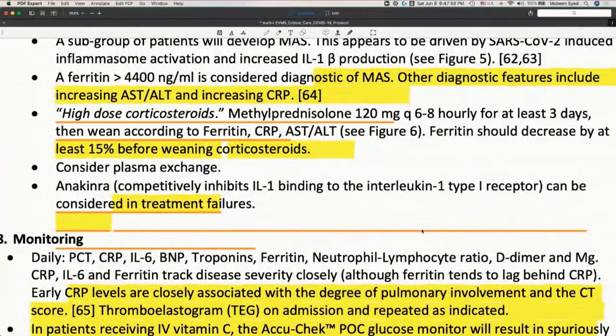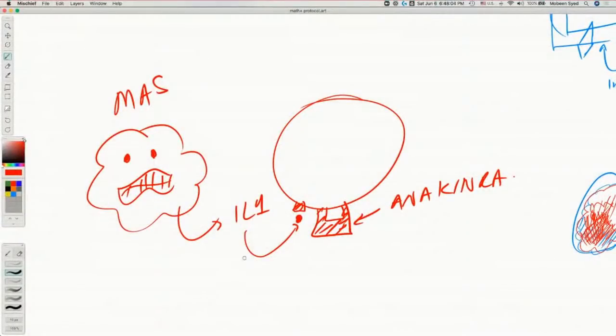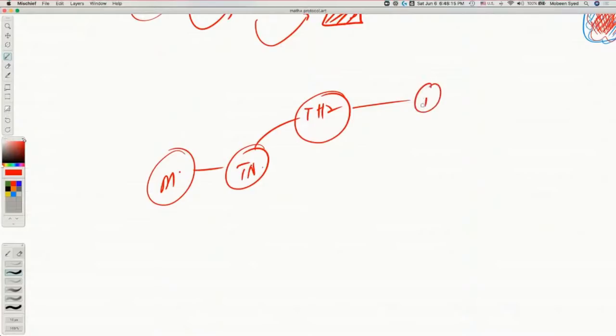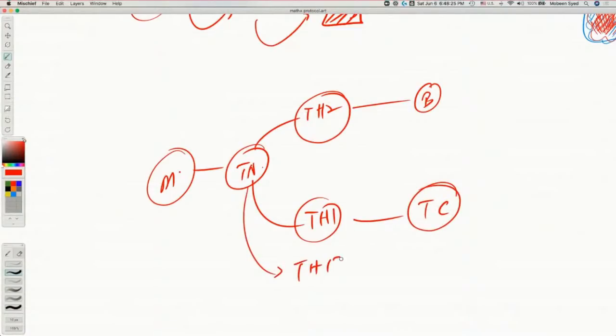So if you see, what are they doing here? In the whole of this treatment, let's say this is a macrophage, this is a T naive cell, then this is a T helper 2 cell, this is a B cell, this is a T helper 1 cell, this is a cytotoxic T cell. Then there may be T helper 17 and there may be Treg, right? So this is the immune system's picture.